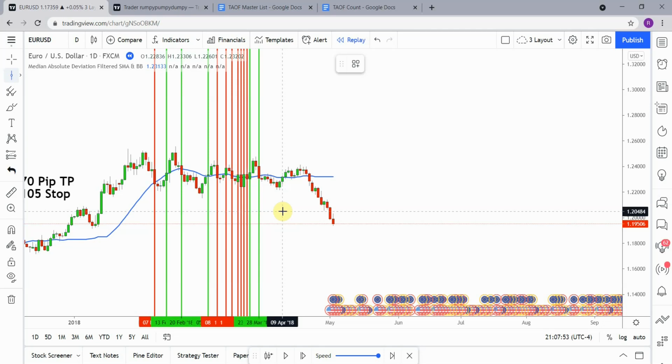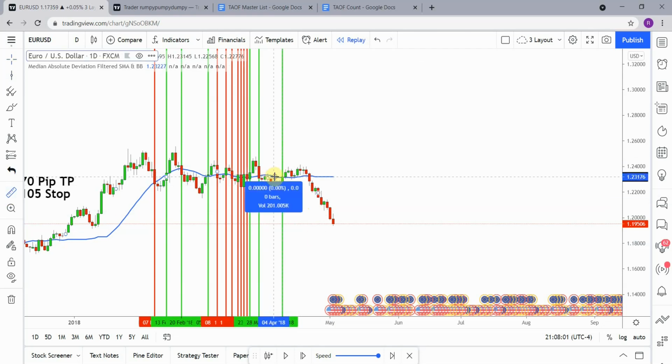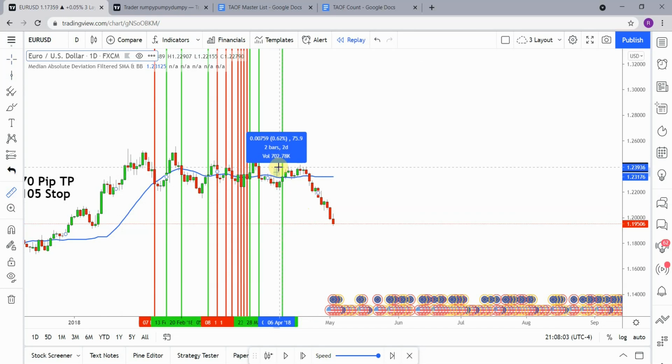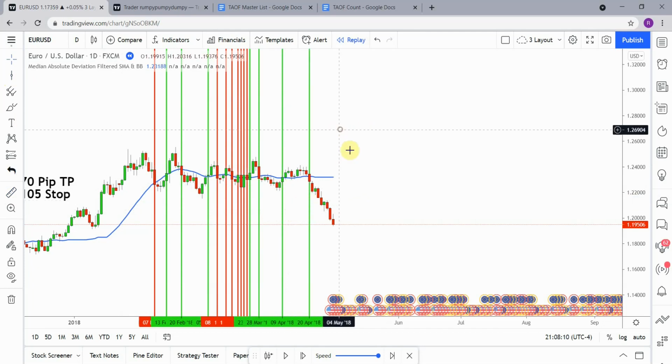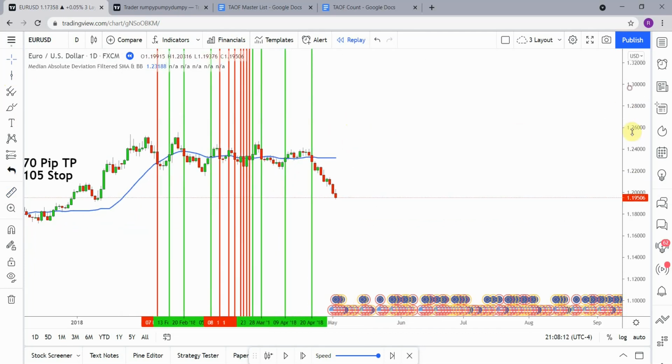1.2320. And so we did get ourselves a long signal, long trade there. Looks like we were able to just barely squeeze out the take profit. And then over here on this side, we pick up a short, and again we get to take profit.